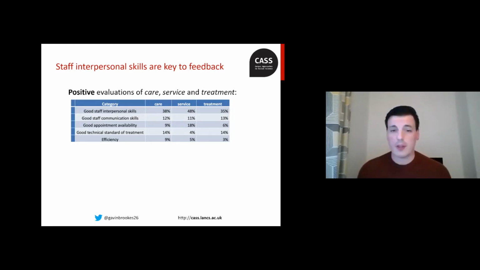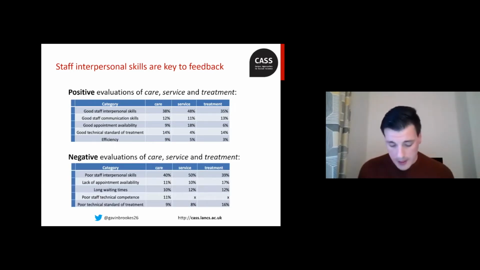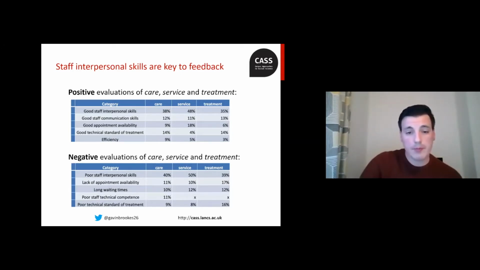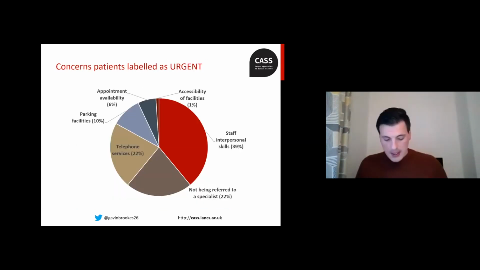And you can see from this table that the positive evaluations were driven mostly by staff members' interpersonal skills, followed by communication skills and appointment availability. And it's a similar story for the negative feedback too. The criticisms were driven mostly by their perceptions about staff members' personal skills. We can see that technical competence creeps into the negative evaluations here at the bottom, but these are much less frequent than comments about interpersonal skills. And like I said, this trend held pretty much for all of the different perspectives that we took on this question of what drove evaluations.